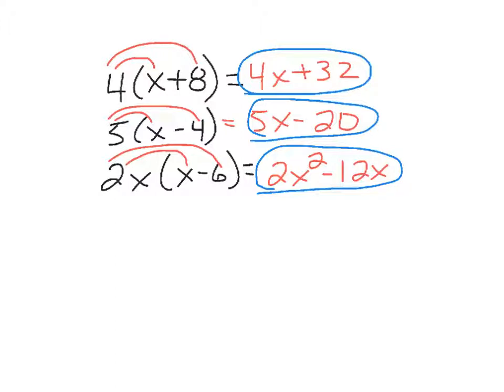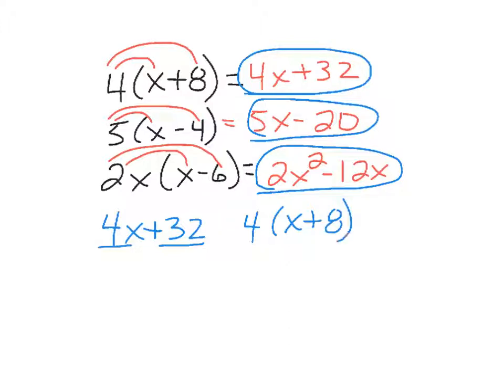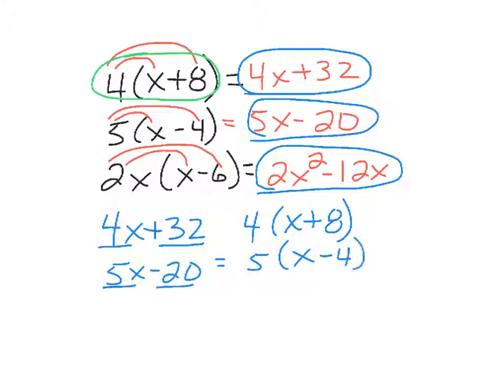So if you have 4x plus 32 and you want to factor that, there is a common 4 in both of those terms. So I could factor out a 4, and I would be left with 4 times, in parentheses, x plus 8, which is what I started with right up here. If I did the same thing with the next one, 5x minus 20, I'm looking for a common factor in both of those terms. The common factor in both of those terms is a 5. I could factor out a 5. I would be left with x minus 4.